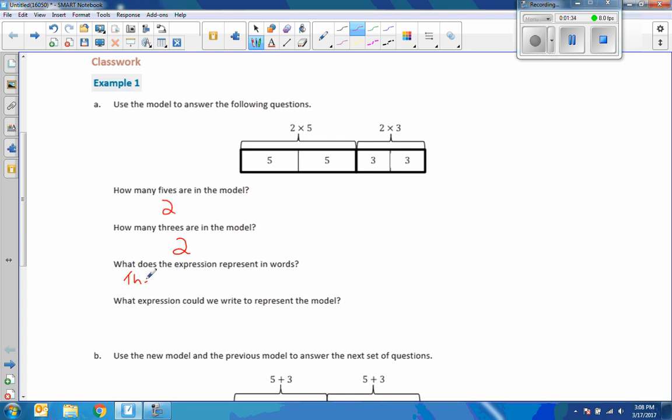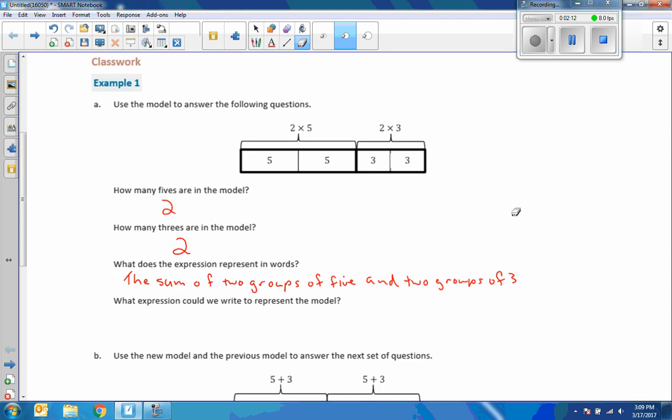So I would say it is the sum of 2 groups of 5. Let me not use numbers in my sentence. Two groups of five and two groups of three. I did it again. No numbers in the sentence. Okay. So the sum of 2 groups of 5 and 2 groups of 3.